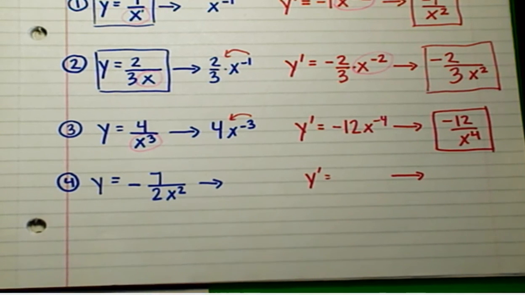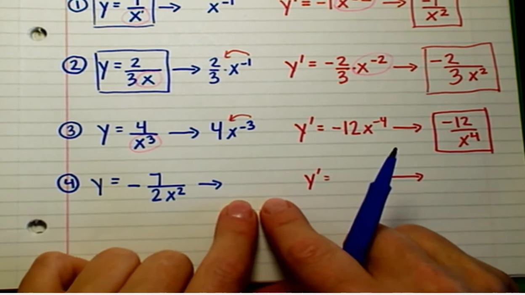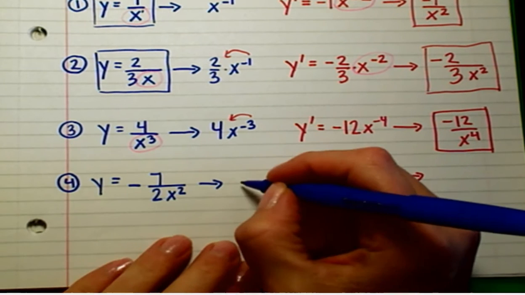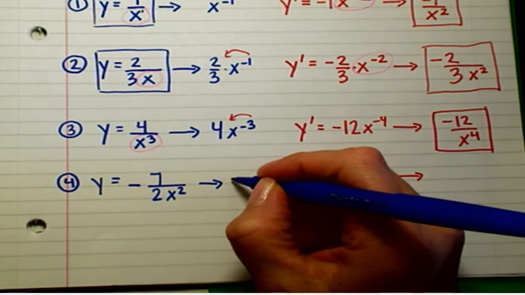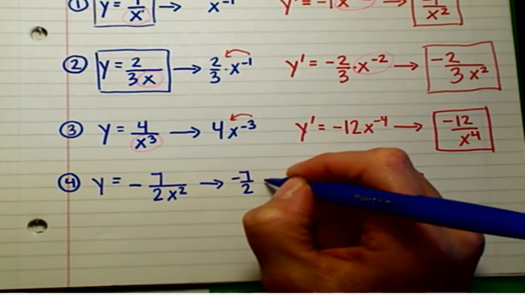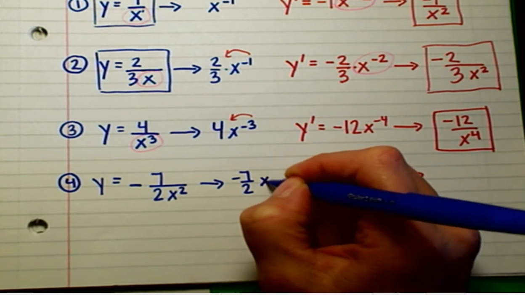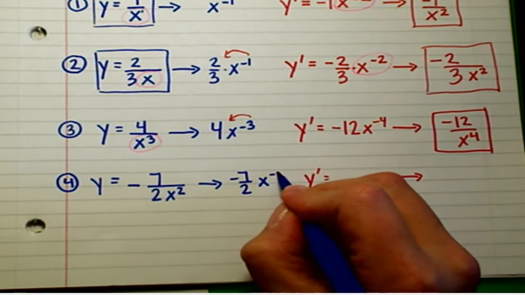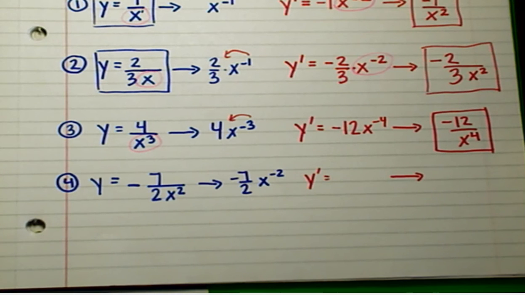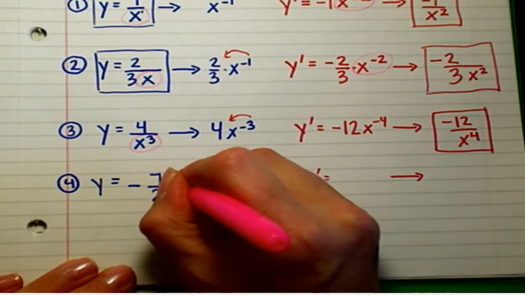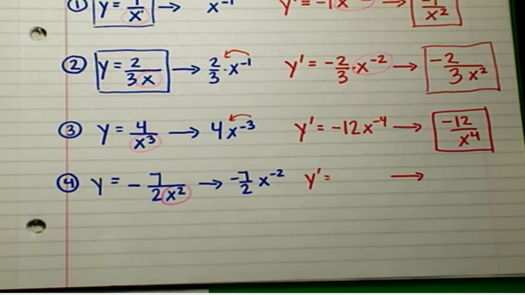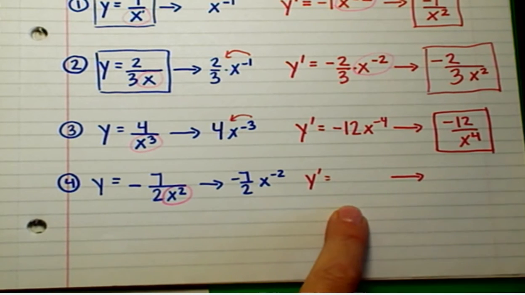Maya, can you tell me how to put this in power format? X to the what? Yes. Okay. Awesome. Coefficients didn't move. The only thing that moved was the x. Perfect. Okay. Next. Silent, can you tell me how to do the power rule from here?